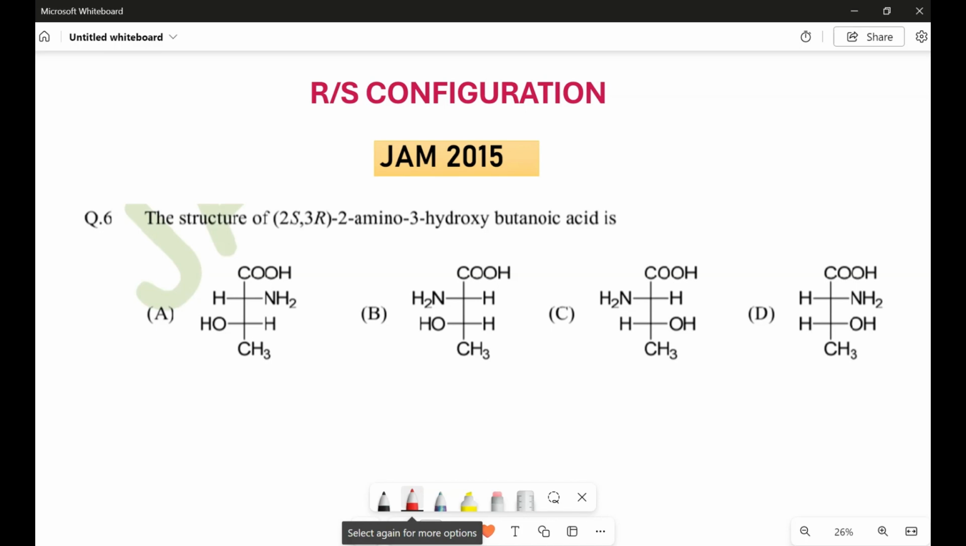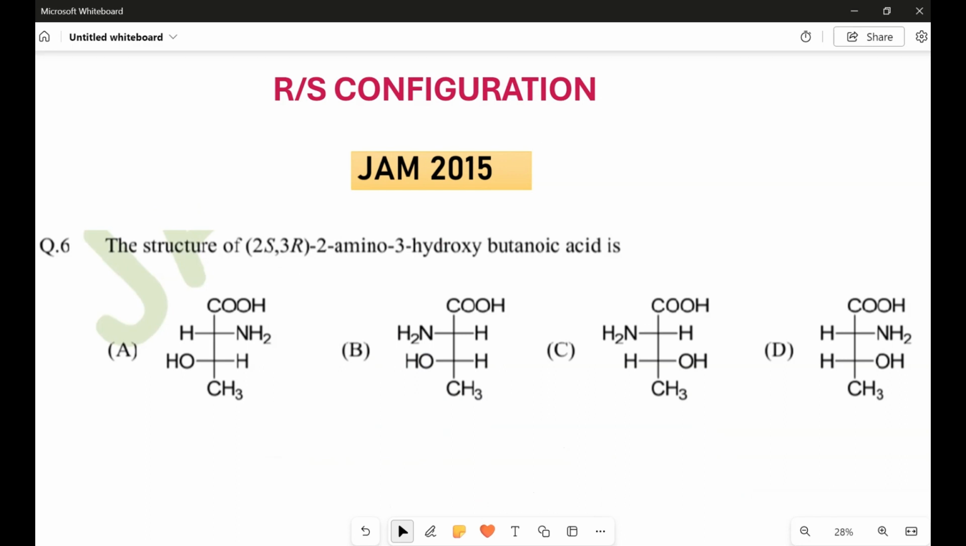Last video we have seen how to arrive at R and S configuration, and to continue that I'm going to solve a few JAM problems in this particular video. JAM 2015 question: they've asked for the 2S 3R configuration of 2-amino-3-hydroxybutanoic acid. So let us see how to arrive at this configuration.